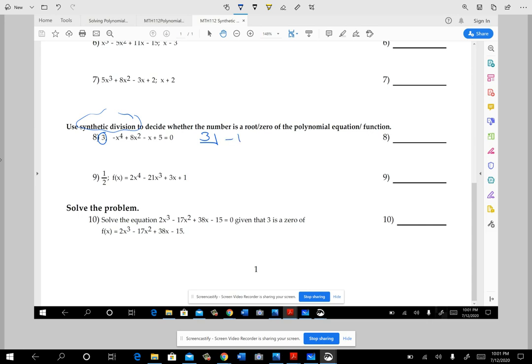You write down the terms, but notice this went from 4 to 2. So don't forget to put a 0 in. This was the x to the 4th term. This is the x to the 3rd, and it was missing. Then we have x to the 2nd, x, and a constant.